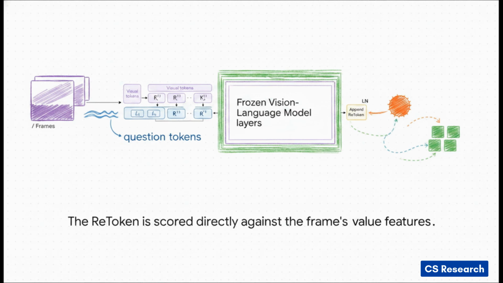Now the genius step happens right next to that. We append our single orange ReToken. All of these tokens then pass through the frozen vision language model layers. Finally, at the very end, that final layer labeled LN, the ReToken is projected out and scored using cosine similarity directly against the mean value features of each frame, represented by those green boxes. The system is explicitly trained to maximize the similarity score for the correct frame and minimize it for the distractors.